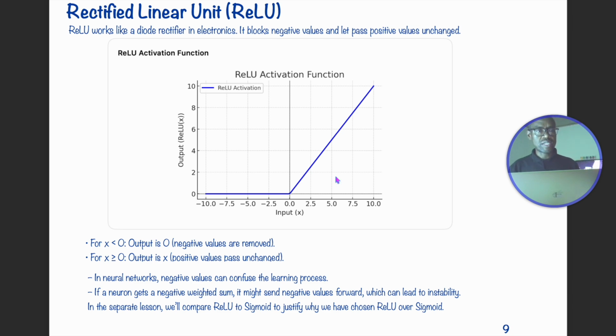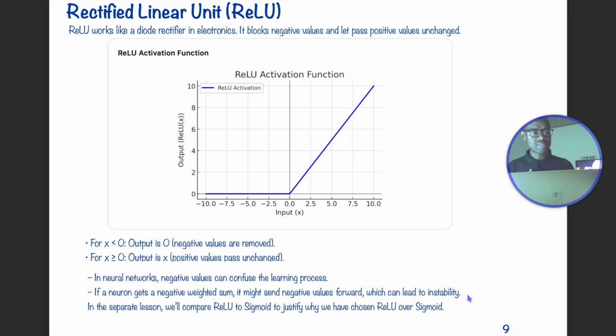ReLU is rectified linear unit. Does the word rectified sound familiar? Probably yes, because ReLU works like a diode rectifier in electronics. It blocks negative values and lets positive values pass unchanged. This is where it blocks every negative value, and every positive value will pass unchanged.